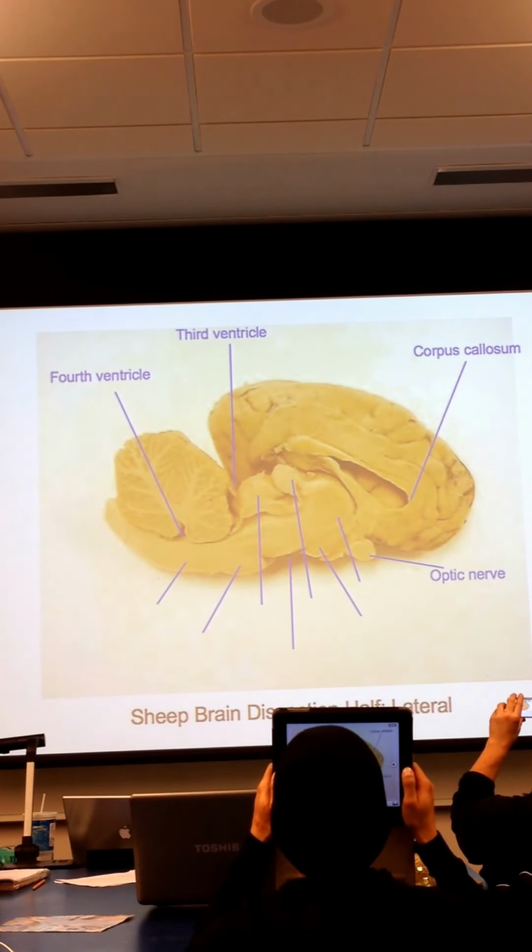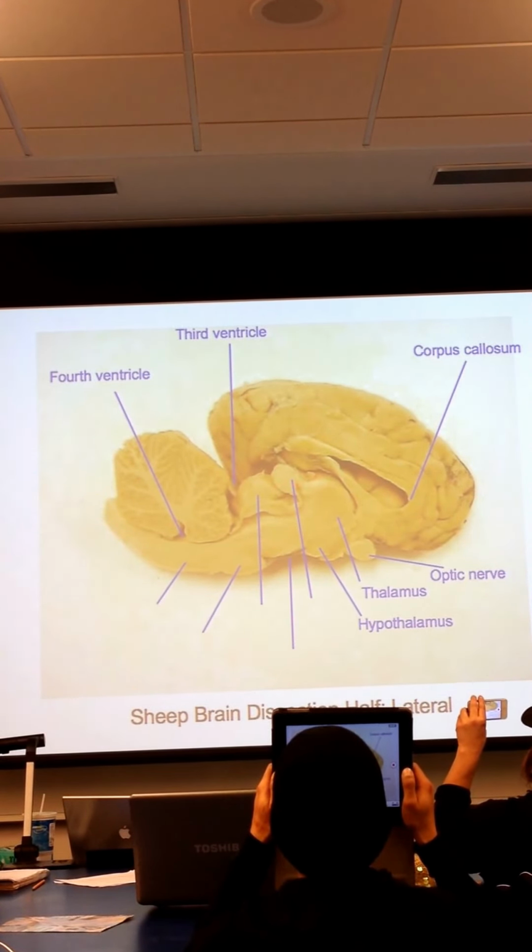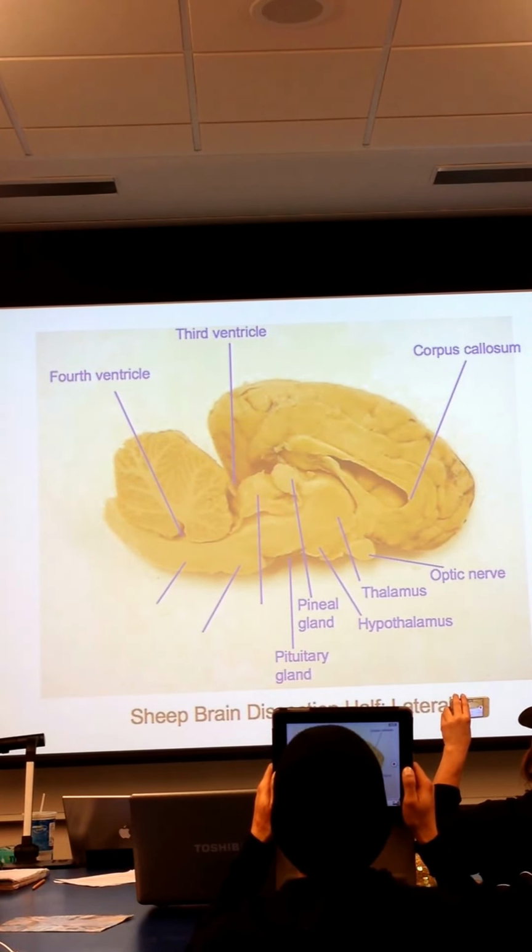Optic nerve, pineal, thalamus, hypothalamus, below the thalamus. This guy up here, pineal gland. This guy right here, pituitary. Superior colliculus, pons, and medulla.